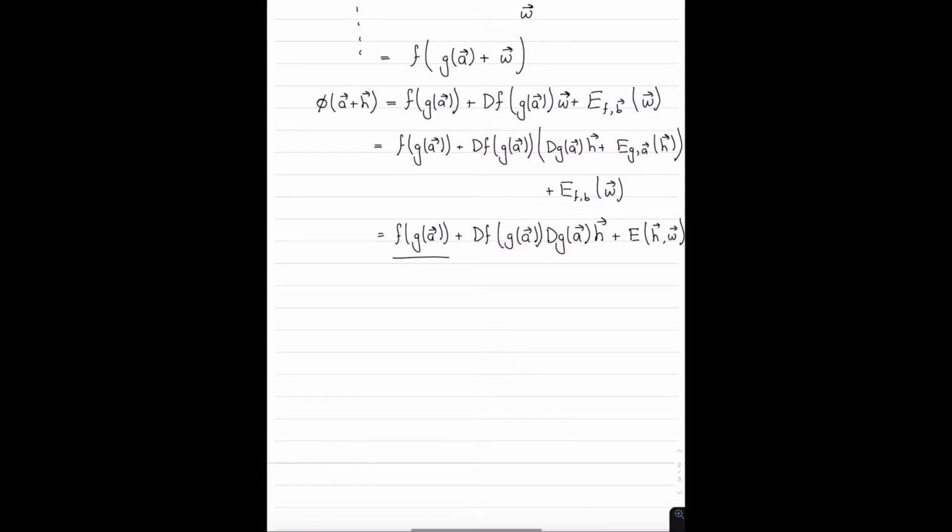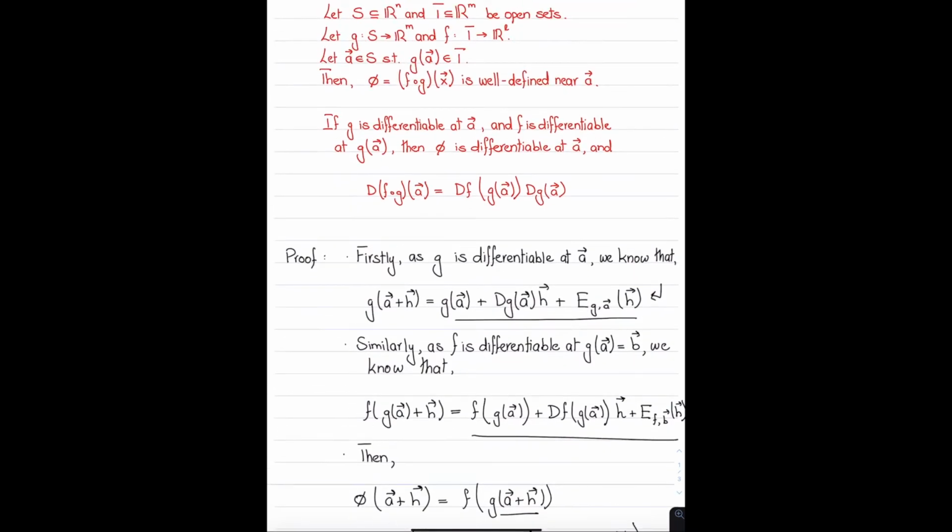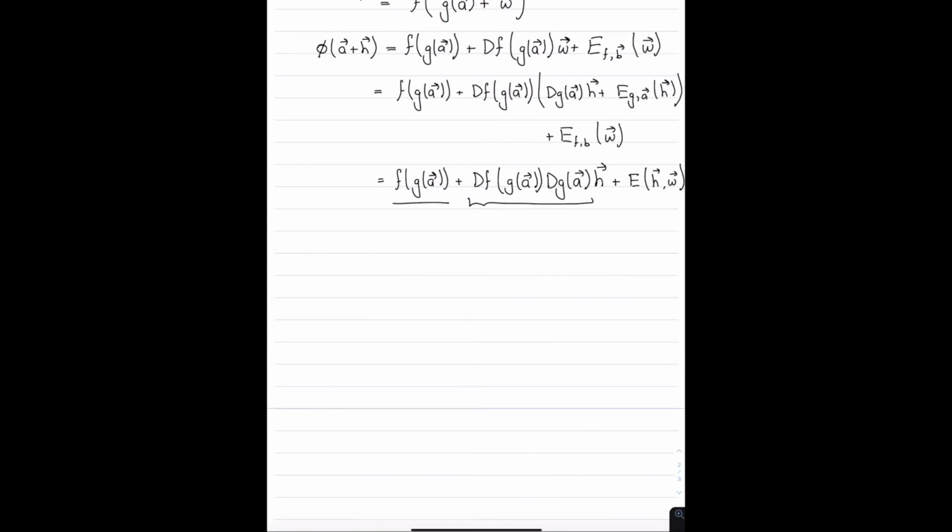This is f of g of a. This is basically phi evaluated at a. This is what we want to show is the derivative. Now, remember, because this was what we wanted to show. The derivative of phi, which is f composed with g evaluated at a, is precisely the derivative of f evaluated at g of a times the derivative of g at a, which is the same expression that we have right here. And then we have the error term, but we still need to show that this error term goes to 0.